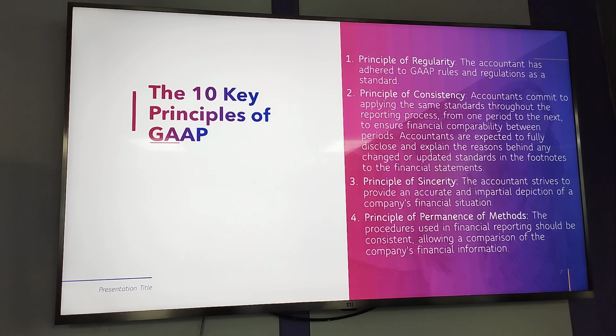Next one, the accountant strives to provide an accurate and impartial description of a company's financial situation. Fourth one, the procedures used in financial reporting should be consistent, allowing a comparison of the company's financial information.